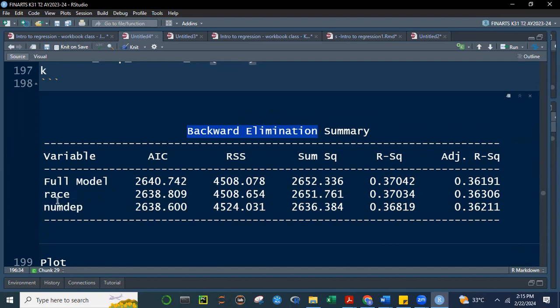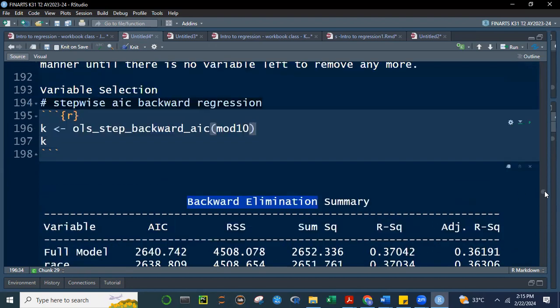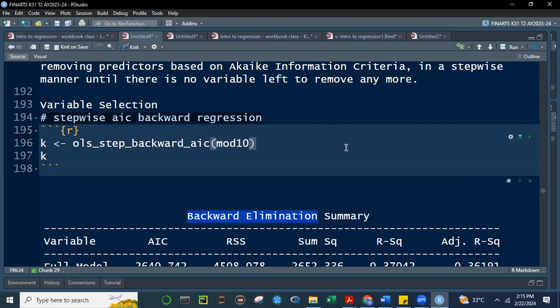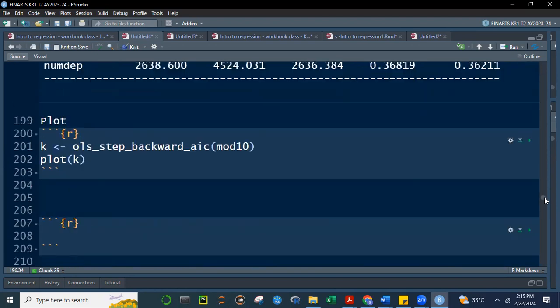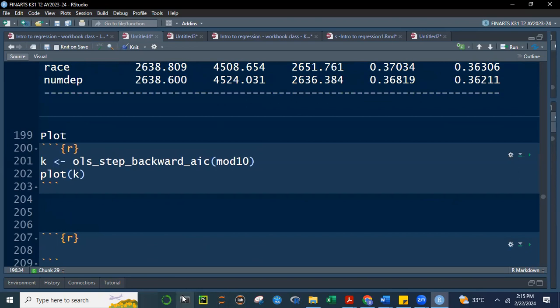Tinanggal natin yung race and number of dependents based on this one, backward elimination using AIC. Okay, pause muna ako, class. Baka hindi na ako naiintindihan.